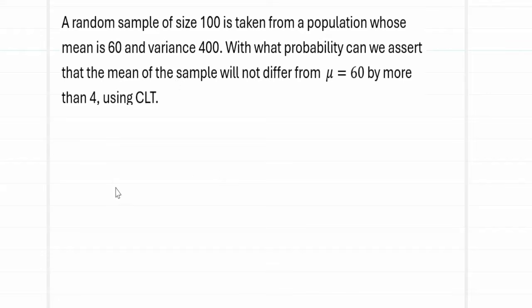This video will help you to identify a problem and how to apply central limit theorem for the given problem. The problem is: a random sample of size 100 is taken from a population whose mean is 60 and variance is 400. With what probability can we assert that the mean of the sample will not differ from mu equal to 60 by more than 4? This has to be estimated using central limit theorem.